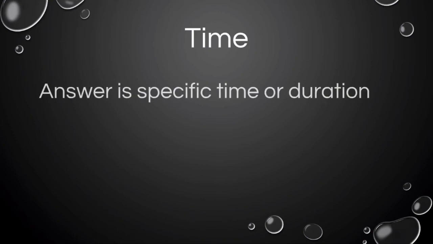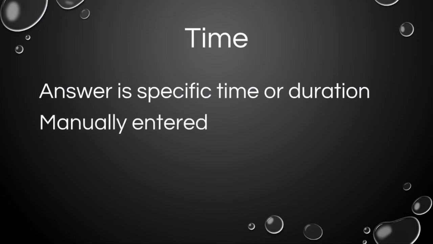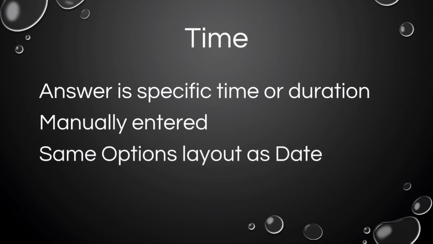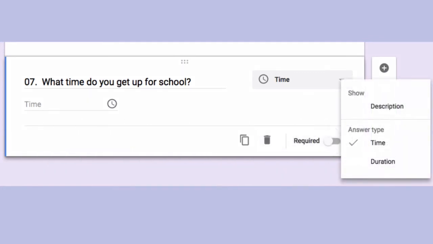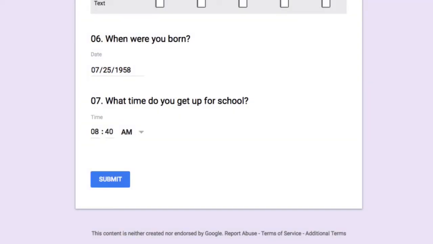Time. Answer is a specific time or a duration. You can manually enter it, and you have the same options layout as the date. So what time did you get up for school? Check for options, and you can set it for time or duration. Time is appropriate here. So the person participating here selected 8:40 a.m. They probably have some tardy issues.